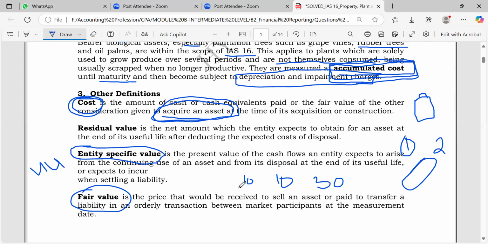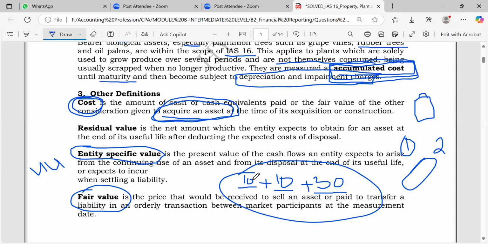So you have your cash flows here. 10 million year one, 10 million year two, and 30 million year three. Right. So to get the entity specific value, you count the worth of all these accumulation of cash flows that you generate to the company. That's what we call value in use.